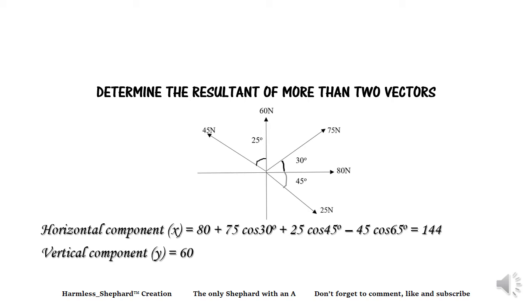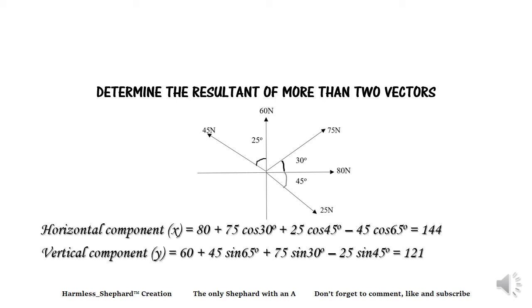On the y component, we have 60. Then we have the forces. We'll start with 45 sine 65. You know how we got our 65? Okay. Then the next one is 75 sine 30. That's all for the forces on the y positive side. Then the force on the y negative side is only 25, minus 25 sine 45.